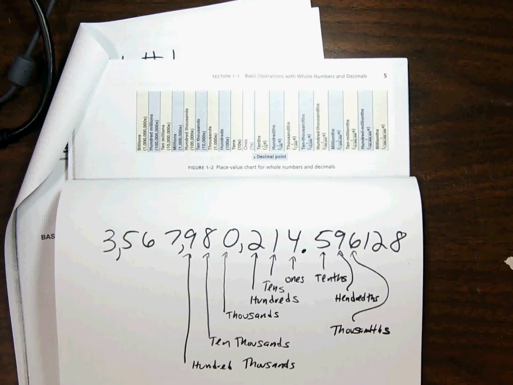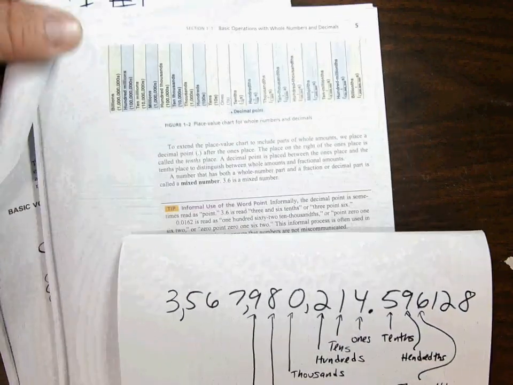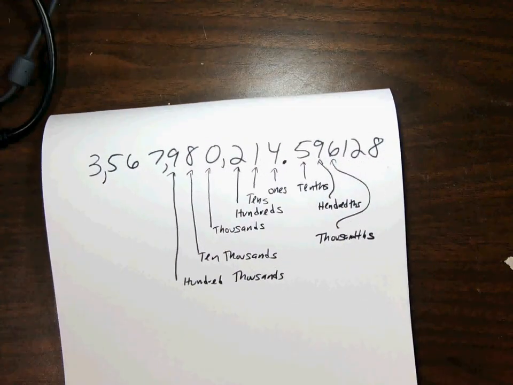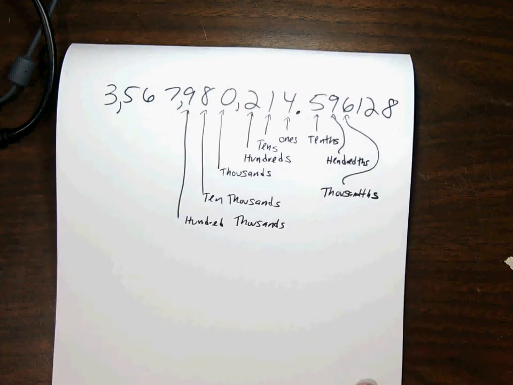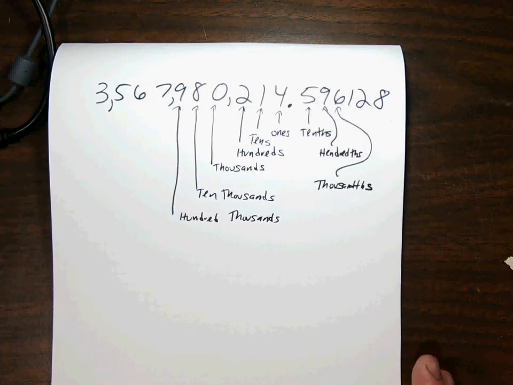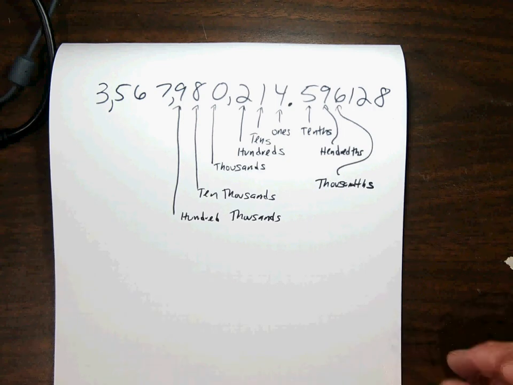Very good. So place values. Alright, well, what are we going to do with all these place values? Well, we're going to round numbers to certain values. Okay? And we can also use these place values to help us compare numbers.